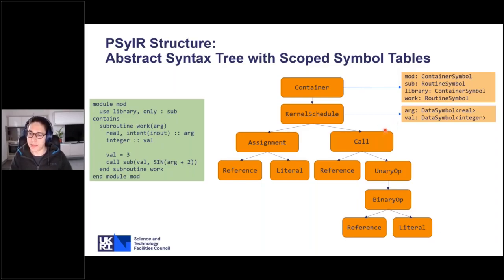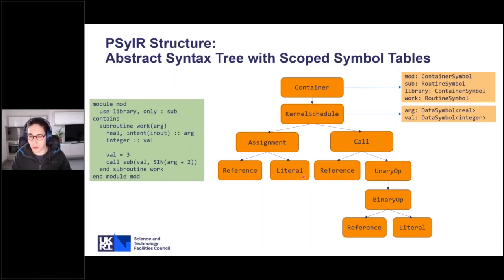In addition to that, we have information about the symbols, and the symbols are organized in scopes. So if you like to think here in Fortran, the argument and the value are part of the subroutine scope, so they are linked to the kernel schedule scope, while the sub library module and work all are part of the module scope. So they are linked here in the container.